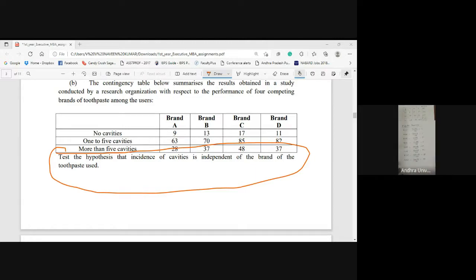So second row is over. Now I'm moving to the third row, that is 28. Expected frequency is 150 into 100 by 500, which is 30. That is E of 28. Next E of 37: 150 into 120 by 500.